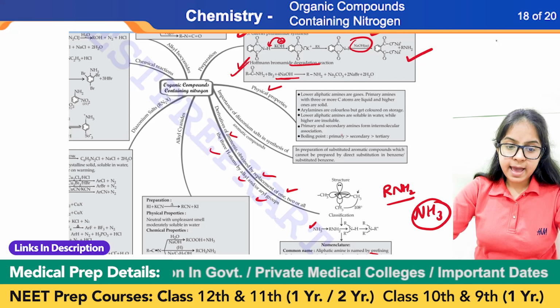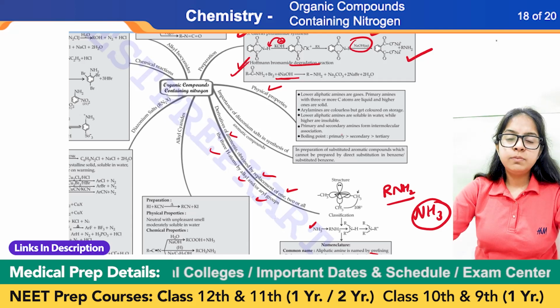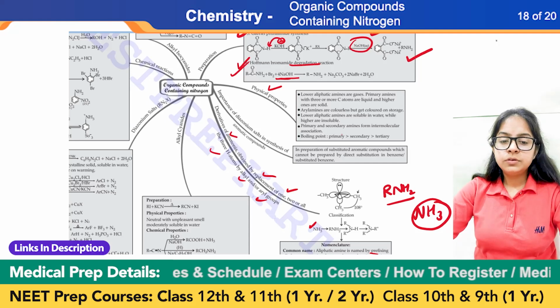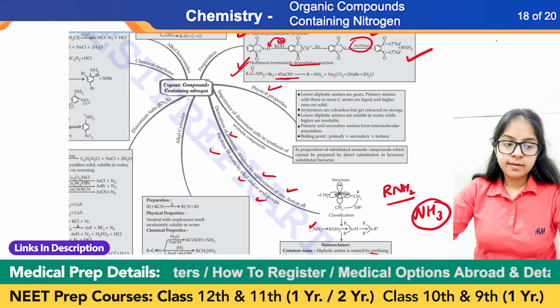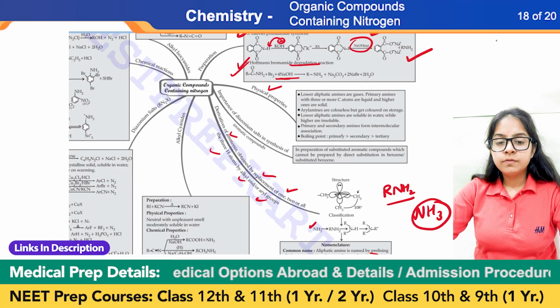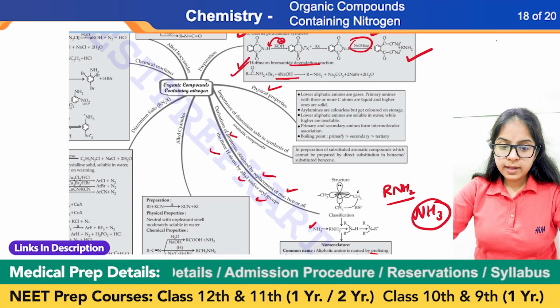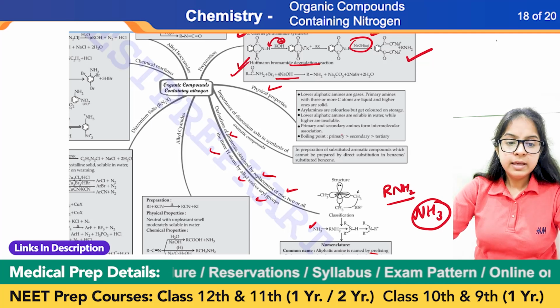Aryl amines like aniline: aniline is colorless, but it will become somewhat brownish on storing. So you need to boil it again to get a clear solution, because it picks up impurities, and because of that it gets a color.